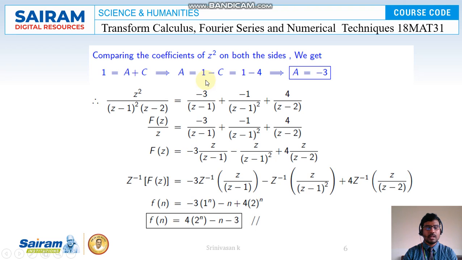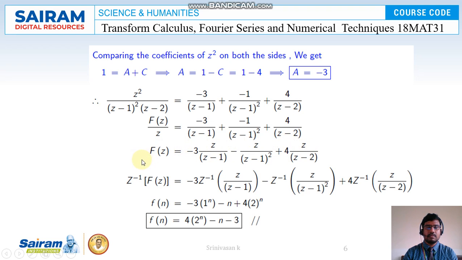Okay. Now substitute a, b, c values in the equation. We get minus 3 divided by z minus 1 plus minus 1 divided by (z minus 1) whole square plus 4 divided by z minus 2. And these terms we take as F of z divided by z. So multiplying z inside, we get minus 3 into z divided by z minus 1, minus 1 into z divided by (z minus 1) whole square, plus 4 into z divided by z minus 2. This is capital F of z.